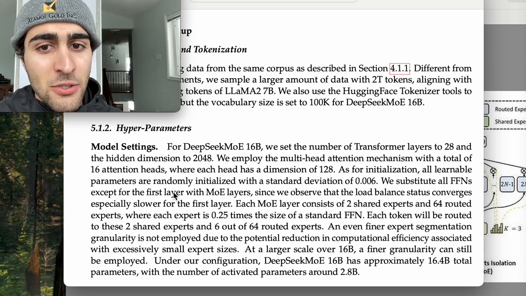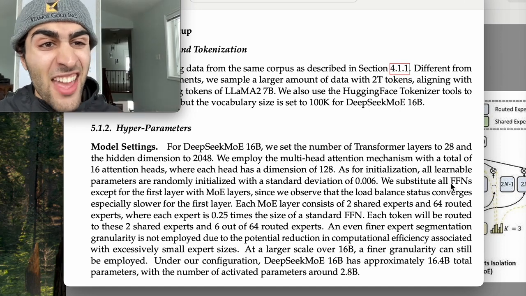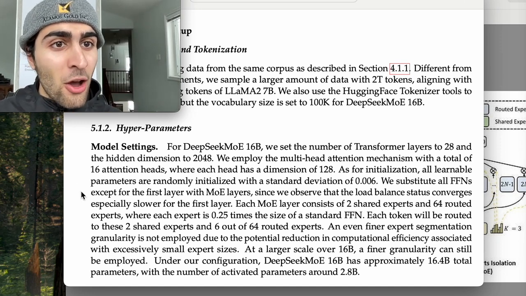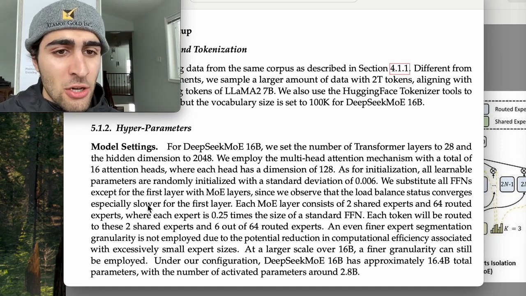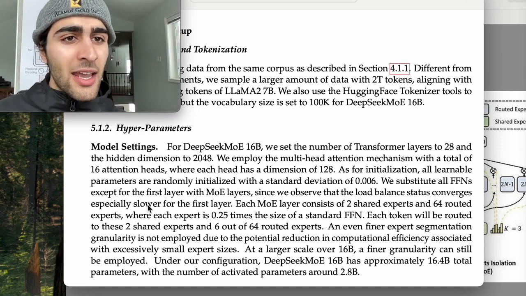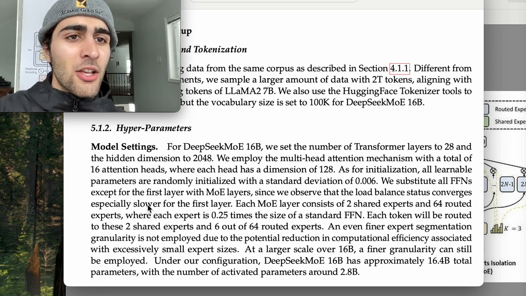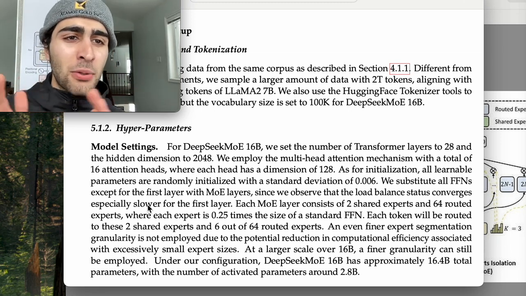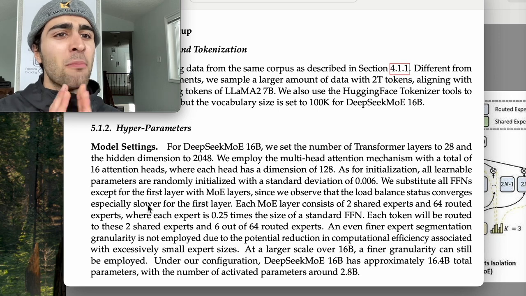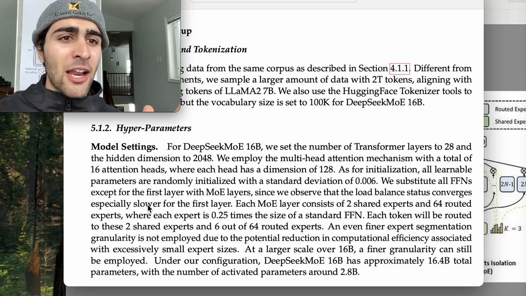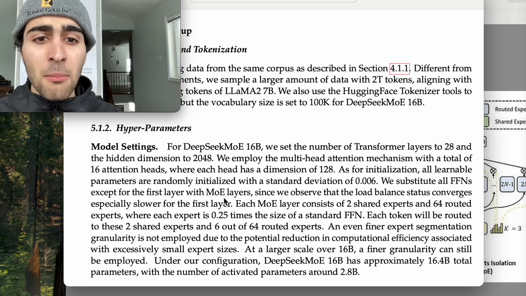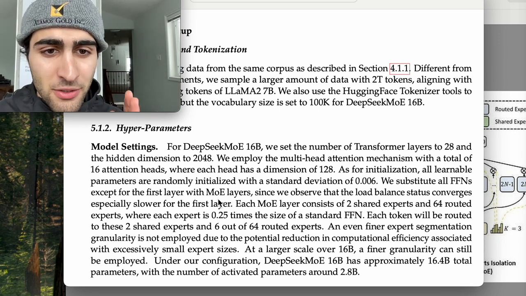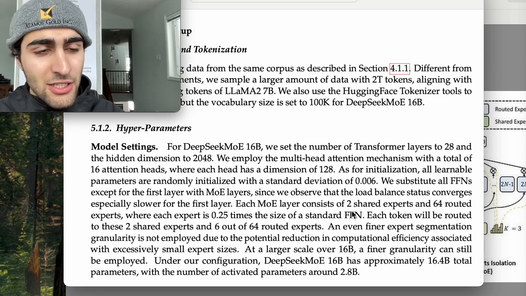And we substitute all FFNs in the model with the MoE layers except for the first layer. This is because it has been empirically shown that the first layer of many transformer models is almost an extension of the embedding. So if you play too much with the first layer, then your embedding will be screwed up and the model will be communicating in a language it doesn't really understand. So we don't touch the first layer, but after that, we add all of our mixture of expert layers. And now we can get to the real implementation.